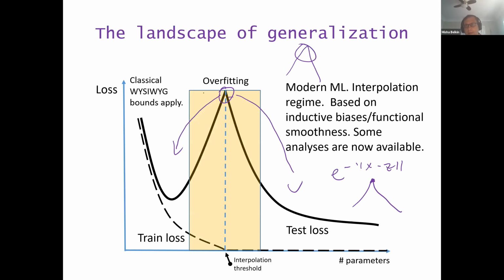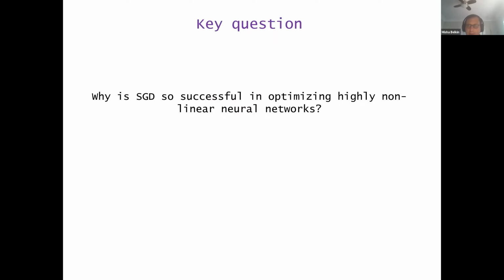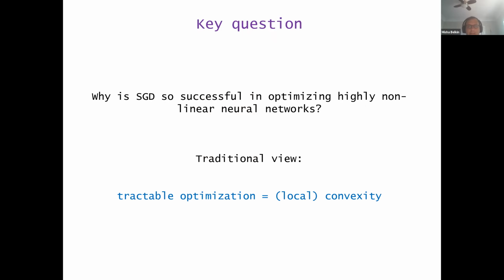So this has so far been generalization. Now, remember there was a second question, and in some sense it is a more tractable, easier question. The question is simply the following: why is SGD so successful in optimizing highly nonlinear neural networks? I don't think it's such a puzzle anymore, but certainly for a while it had been a big puzzle. The traditional view is that tractable optimization is essentially convexity.